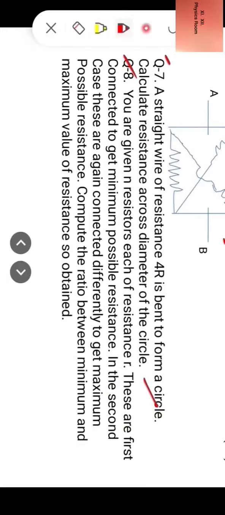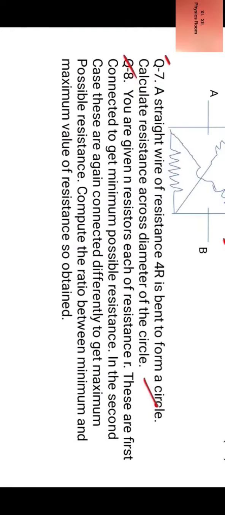Question number 8. You are given n resistors, each of resistance small r. These are first connected to get minimum possible resistance. In the second case, these are again connected differently to get maximum possible resistance. Compute the ratio between minimum and maximum value of resistance so obtained. Now this is all about series and parallel combination of resistances. On the basis of the text that you have learned, you solve these numerical problems.